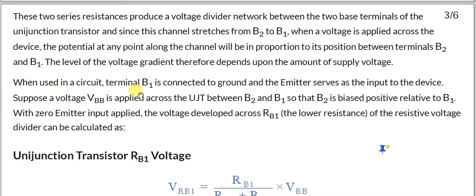When used in the circuit, B1 is connected to ground and the emitter serves as the input to the device. Suppose the voltage VBB is applied across the UJT between B1 and B2, and B2 is biased positive relative to B1 with zero emitter input. The voltage developed across RB1, the low resistance of the resistive voltage divider, can be calculated.